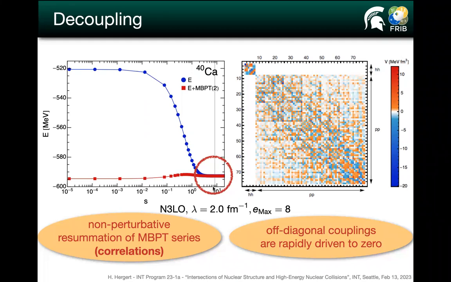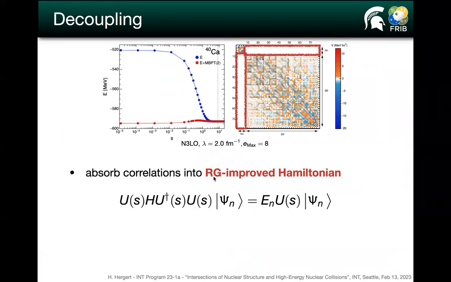So if I take this evolved Hamiltonian and perform a simple mean field calculation with it, I essentially get the same result as doing a higher order correlation-corrected calculation with this Hamiltonian. So this is pretty neat. We're reshuffling correlations into the Hamiltonian.